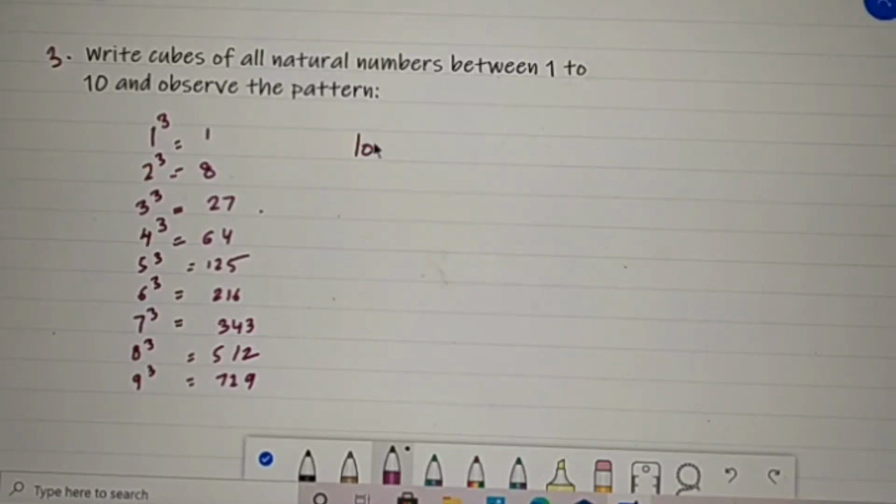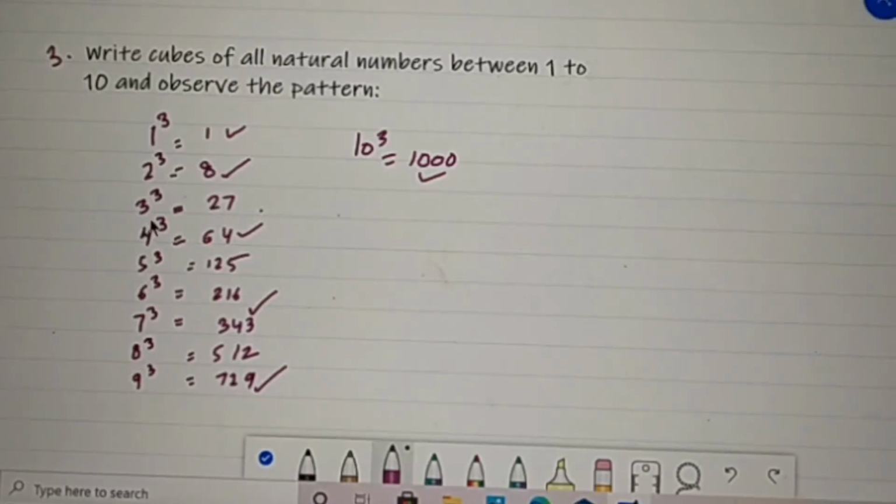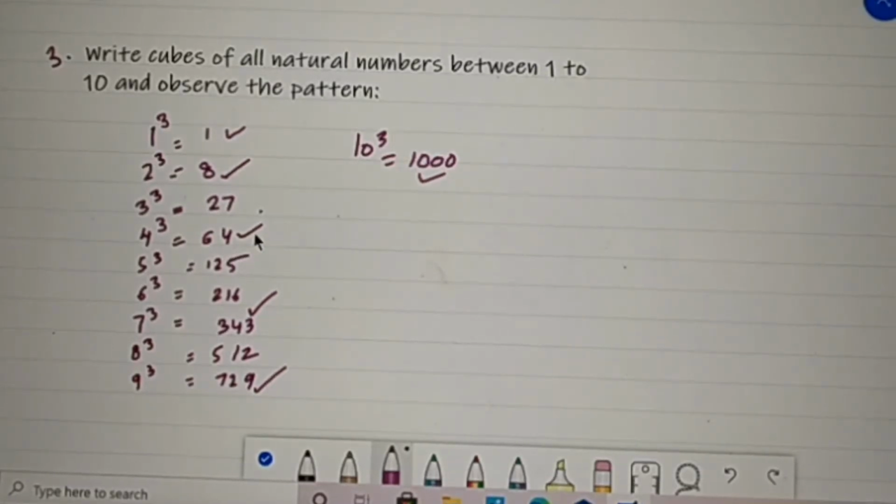So now what is the pattern here? The cube of every even number is even, and the cube of every odd number is odd. You can see 3, 5, 7, 9. These are odd numbers and their cubes are odd, and the cube of an even number is even. This is the pattern we are observing.